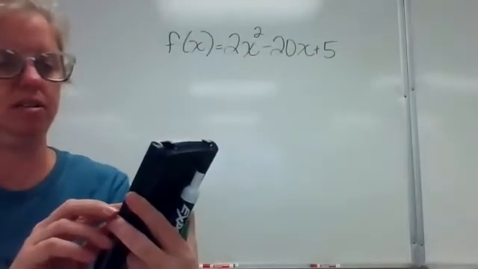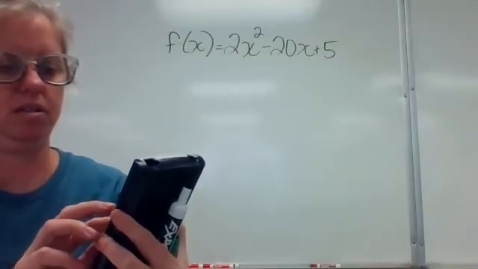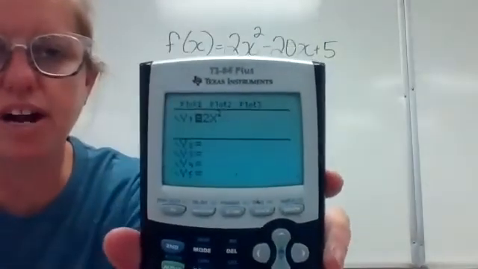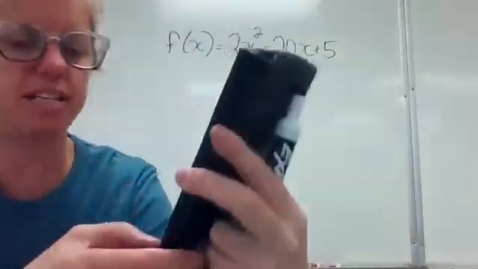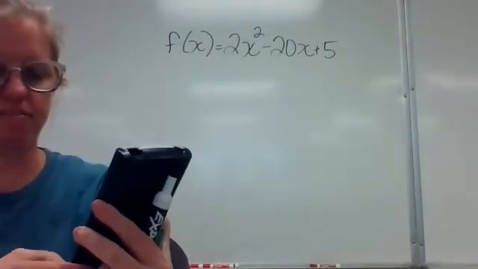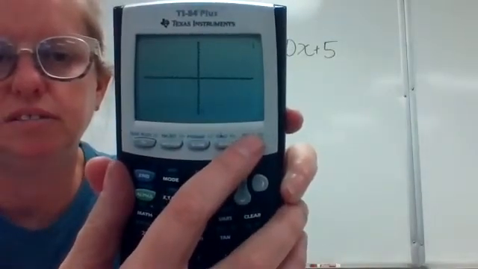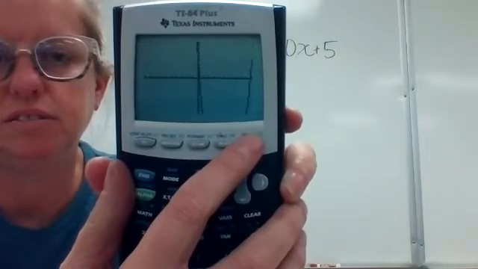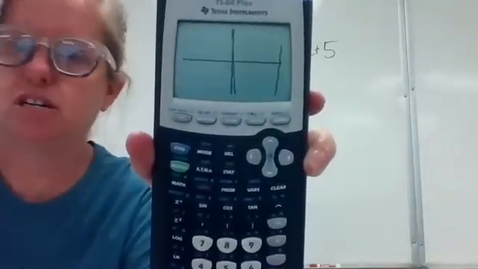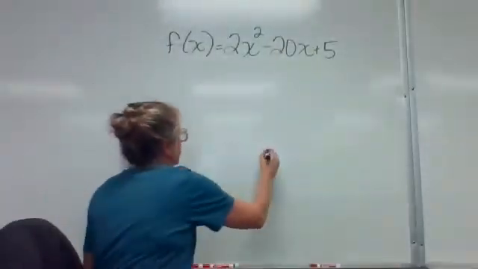Uh-oh, not that one. So 2x squared minus 20x plus 5. And then graph it. Okay, so this is a good example of a good one to use another method, because what you're wanting to do, what did this make? It's a parabola.